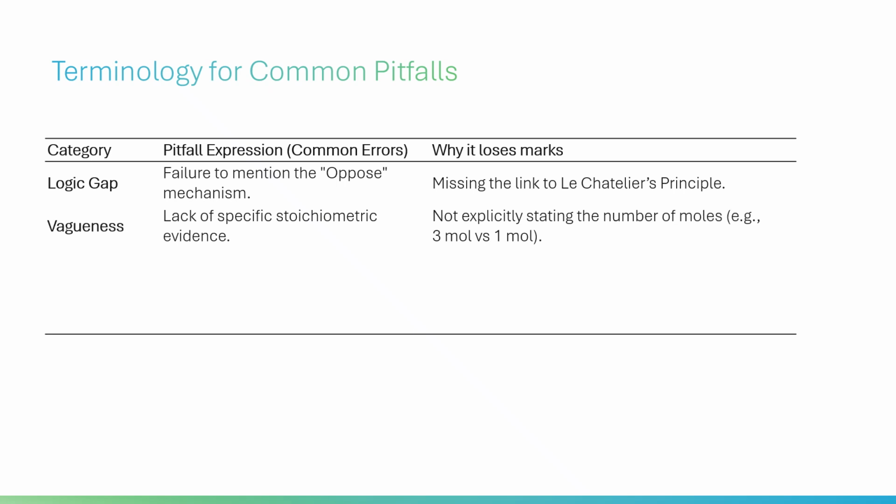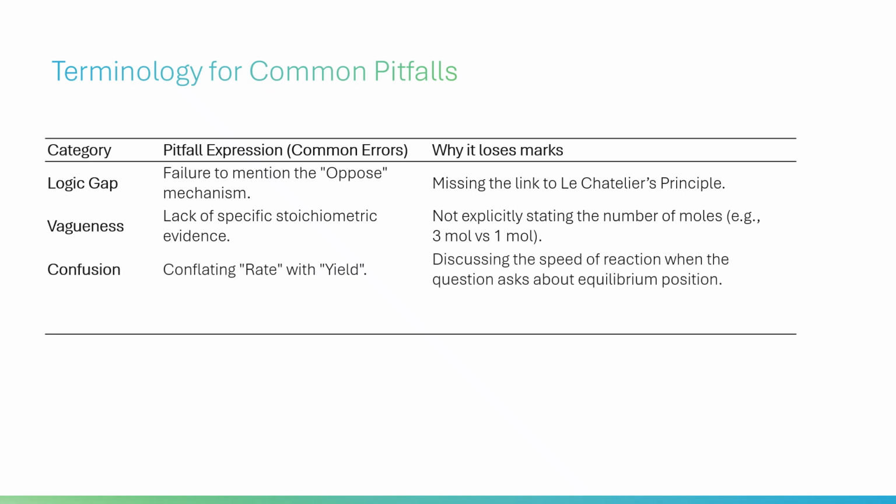Secondly, avoid vagueness in your justification. You must provide explicit stoichiometric evidence by comparing the gas moles on both sides. Simply saying one side has more gas is insufficient. You need to quantify it, for example, by stating 3 moles vs 1 mole. Furthermore, ensure your answer includes the counteraction clause. You must explicitly state that the system shifts to oppose or partially counteract the change you've applied. Without this, your logic is incomplete.